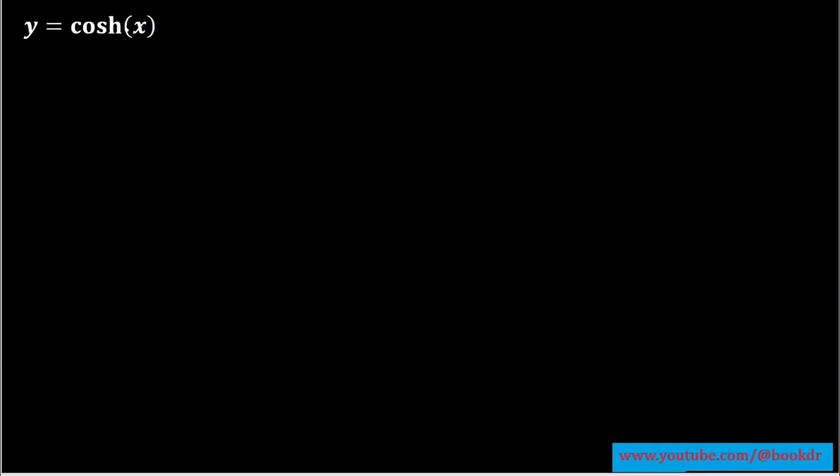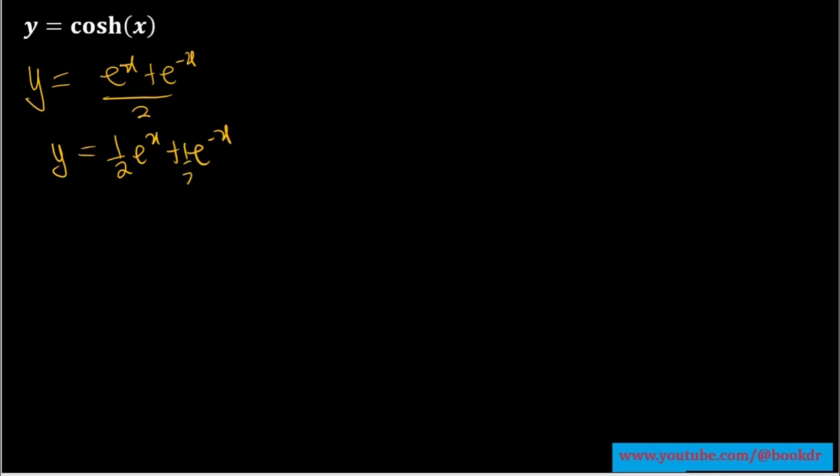y is equal to cosh x. We can change the cosh x to its exponential form. We know that the hyperbolic cosh x is defined as e power positive x plus e power negative x all over 2, or otherwise half e power x plus half e power negative x. Then we differentiate this expression term by term to see what expression we will get when we differentiate cosh x.